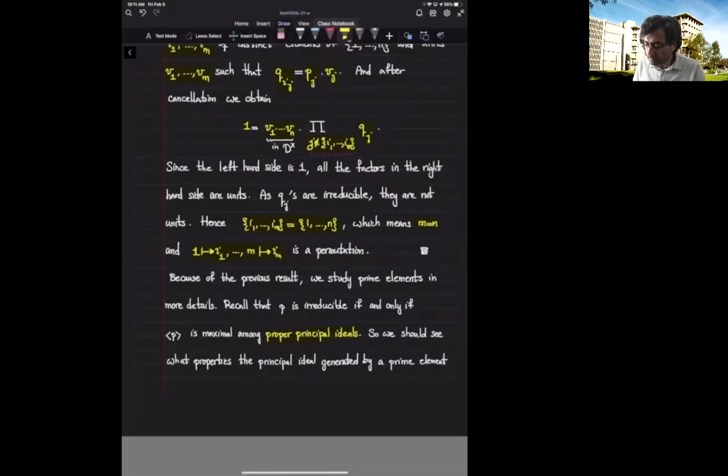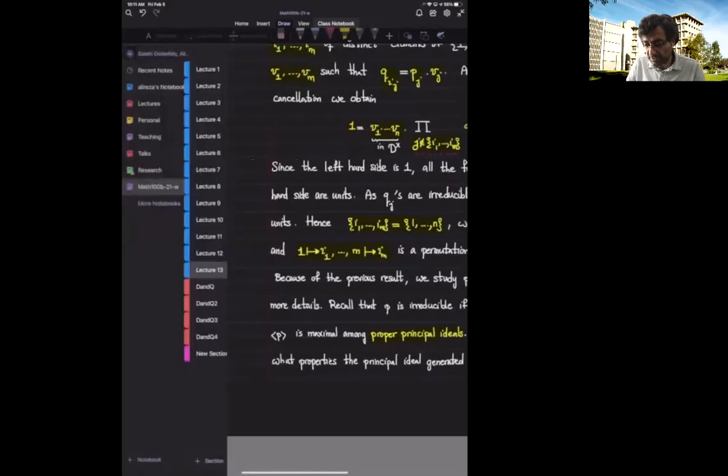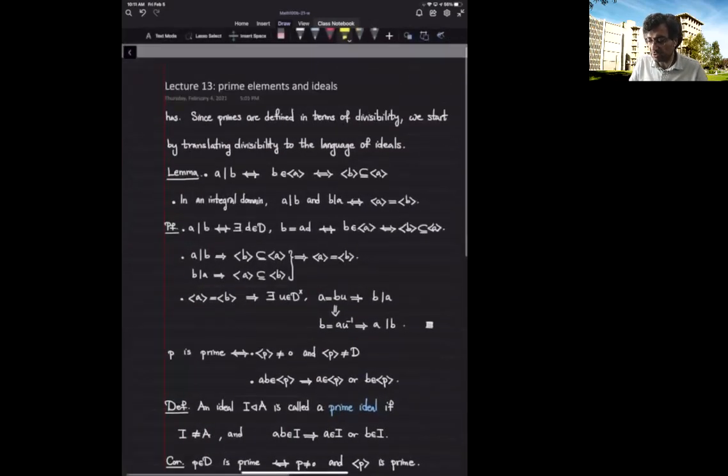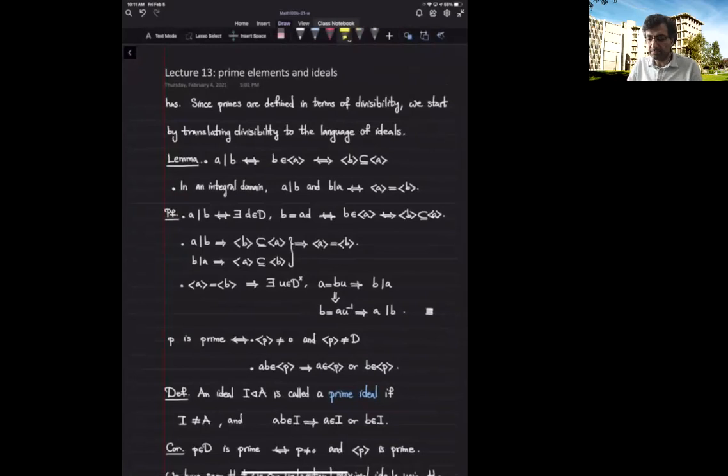Okay, so what about a prime element? Can I understand it in terms of the principal ideal generated by that element? In order to do so, as I mentioned earlier, we need to understand the concept of divisibility in the language of ideals. I have already mentioned this, but let's go over it: A divides B precisely when B is an element of the principal ideal generated by A, and that happens precisely when the ideal generated by B is a subset of the ideal generated by A.